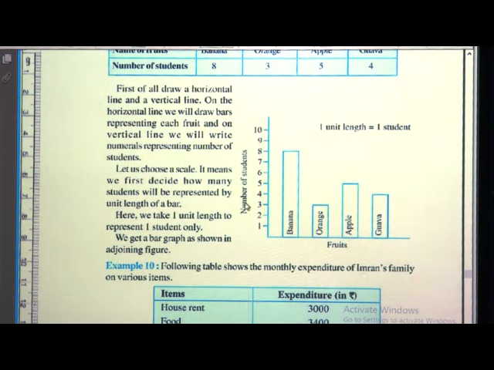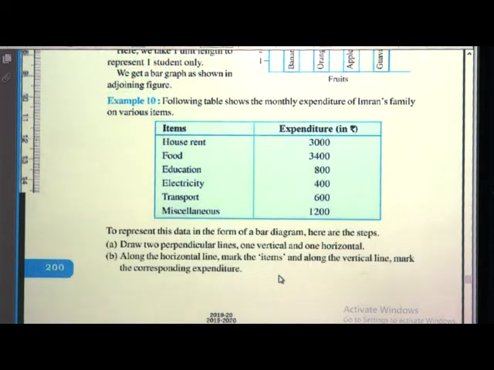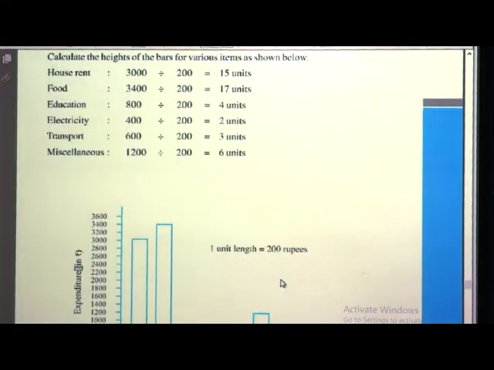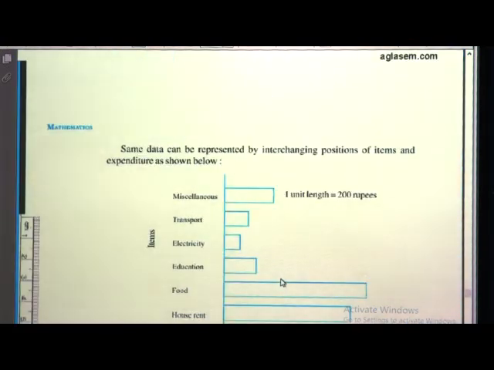So here we have taken the number of students from 1 to 10 and we need to write the fruits liked by them. By showing it in graphs, we can tell banana is liked by 8 students, orange is liked by 3 students, apple is liked by 5 students and guava is liked by 4 students. So here we have taken 1 unit length is equal to 1 student. So in this way we can represent the data by using the bar graph. These are a few more examples where we can see the bar graph.